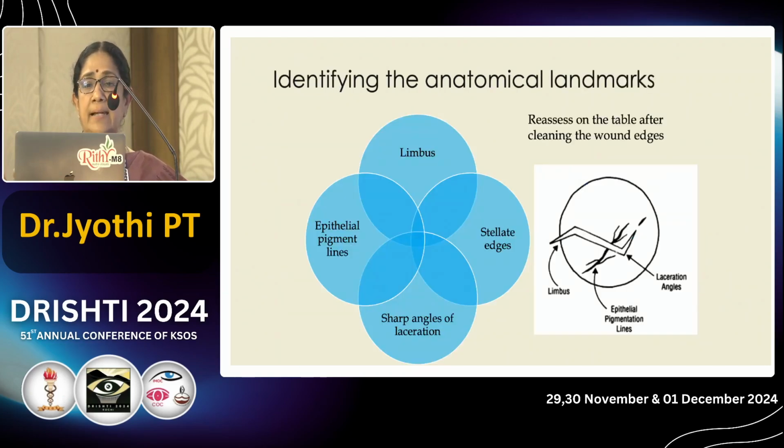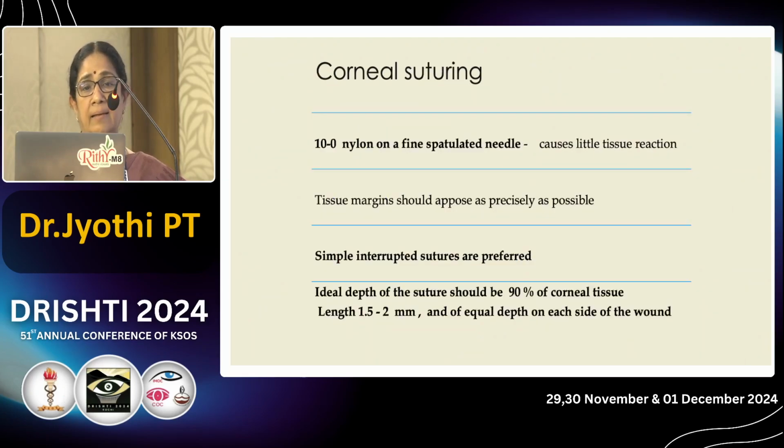There are certain landmarks which you have to identify for proper alignment. One is the limbus, epithelial pigment lines, stellate edges, and sharp angles of the laceration. If you can identify these and apply the first suture at these lines, you can get better alignment. Corneal suturing is done with 10-0 nylon suture on a spatulated needle, which causes little tissue reaction, and the tissue margins should oppose as precisely as possible.